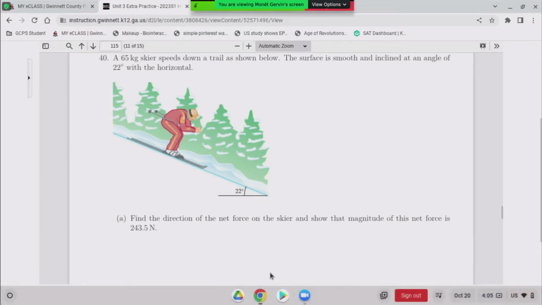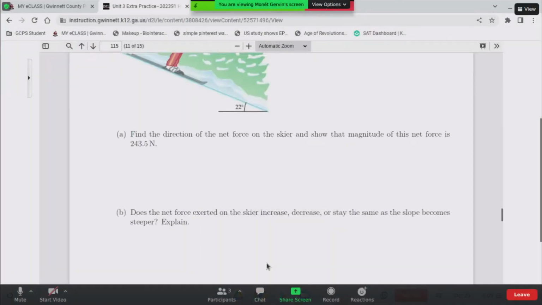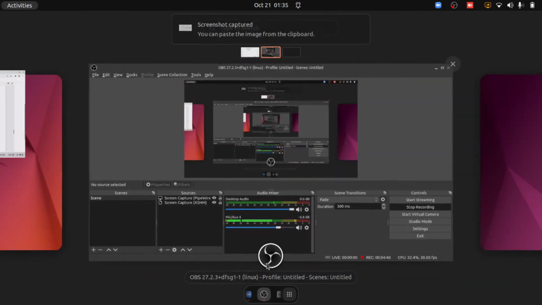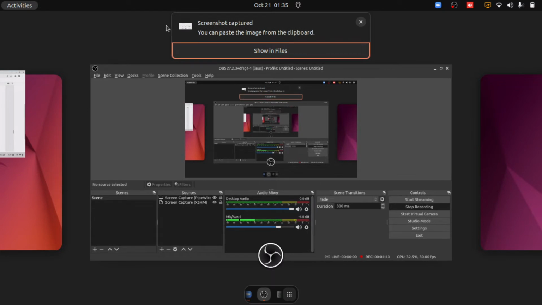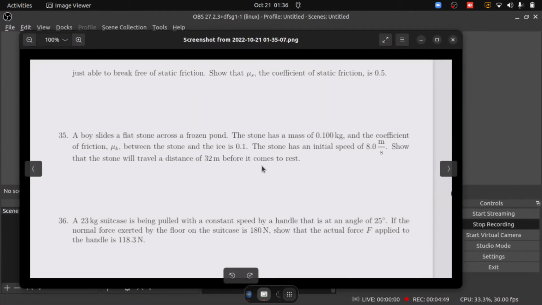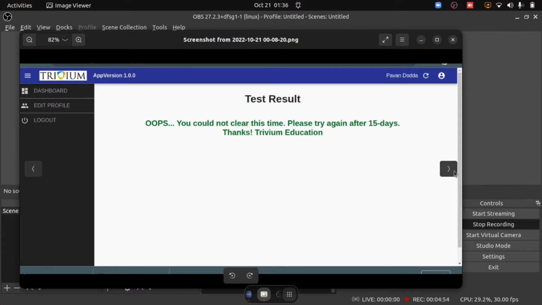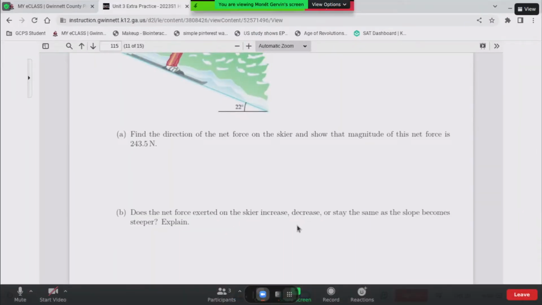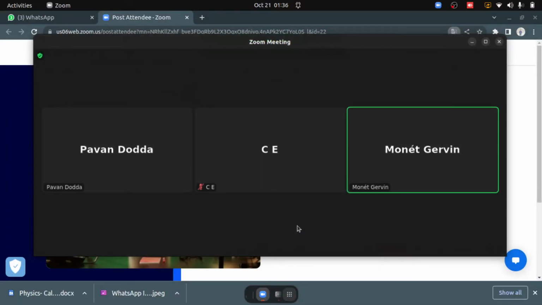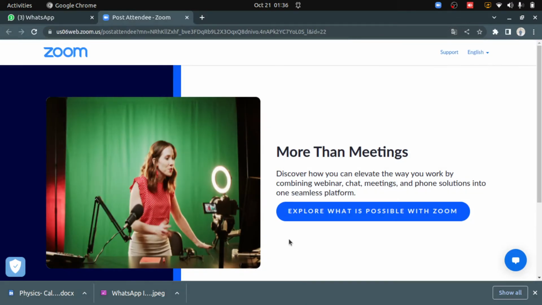Now let's move on to the second one, part B. Okay. Yeah, it's all settled. So let's start with 31. I guess now you can stop sharing your screen so that I can share my screen. Okay, now let me share.